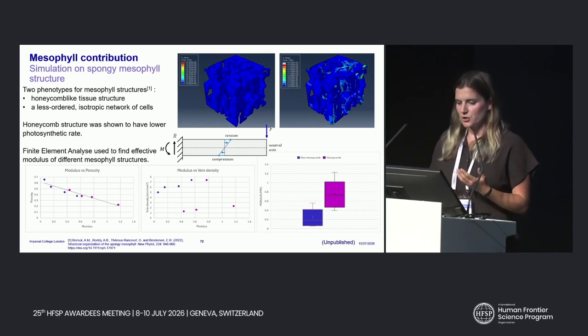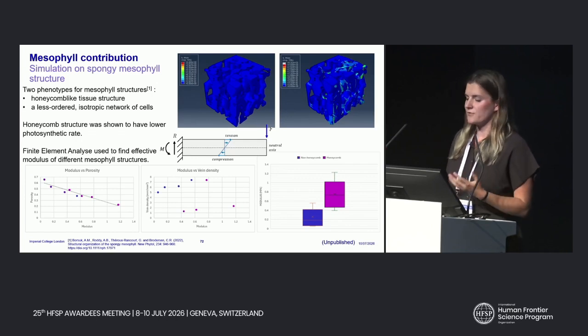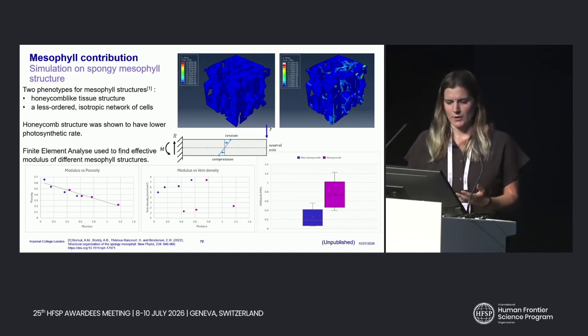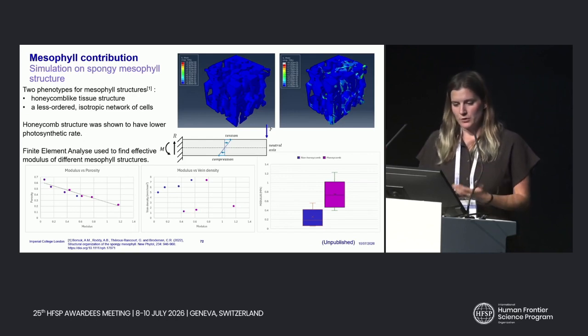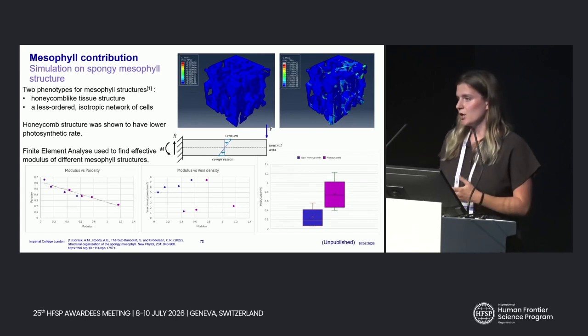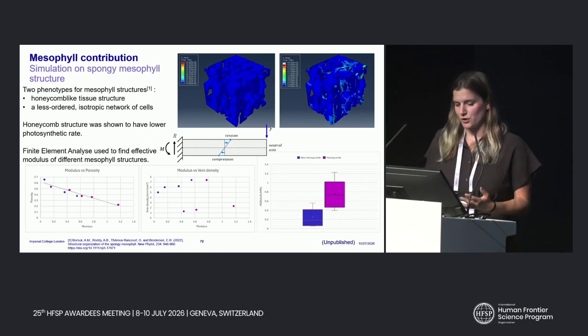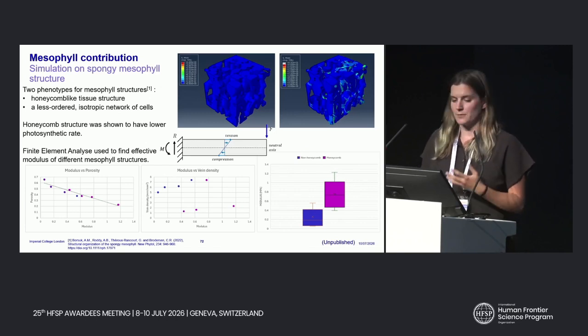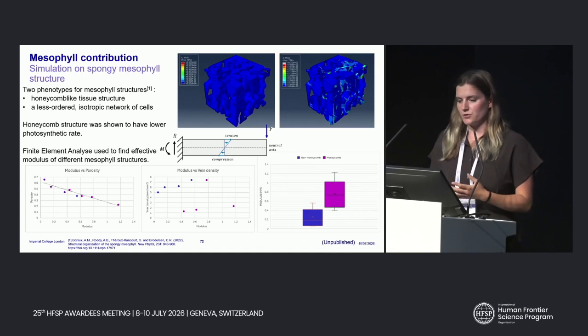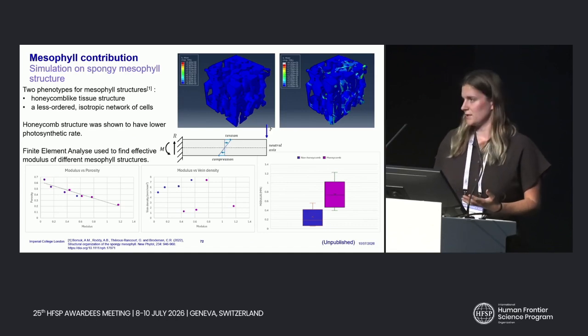And from this, we showed that the honeycomb actually produced a higher effective modulus, which does indicate that there could be some sort of multifunctional adaptation going on. What we also saw was that even though the non-honeycomb wasn't as high effective, it had a higher vein density, which shows maybe a trade-off between these two structures. But this is only the initial findings. I'm hoping to take this further to see what is the best spongy mesophyll structure in terms of mechanical properties.